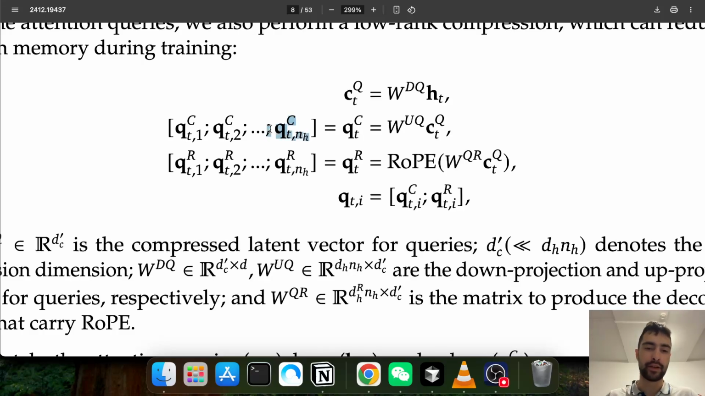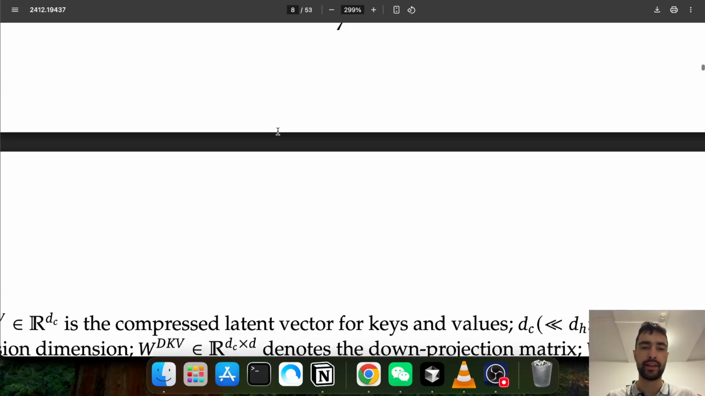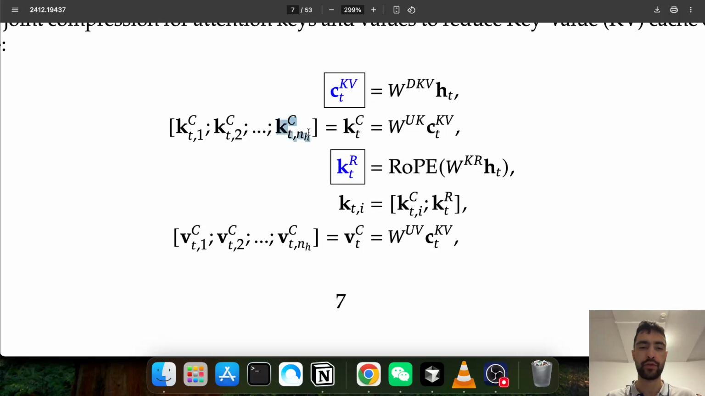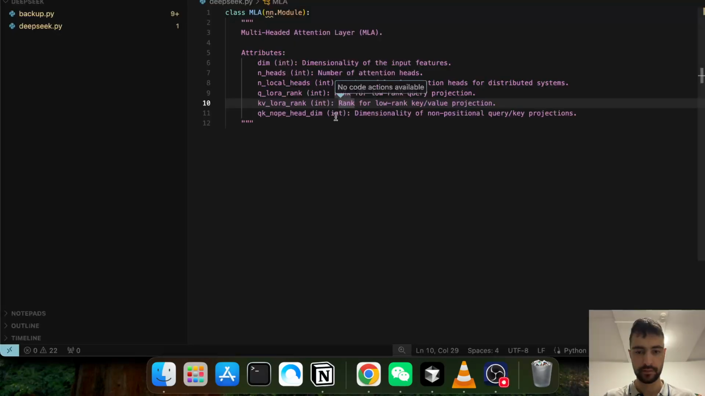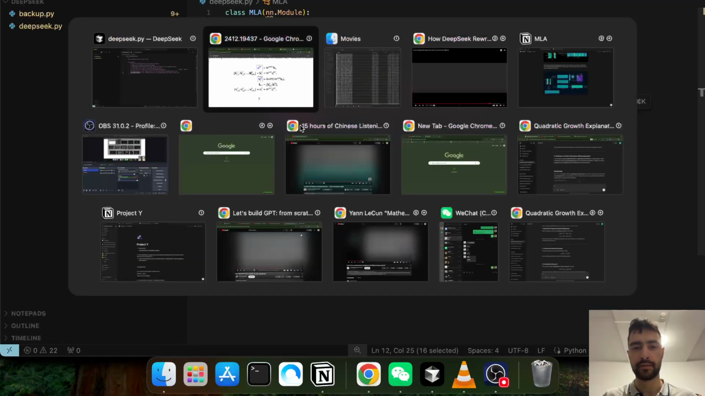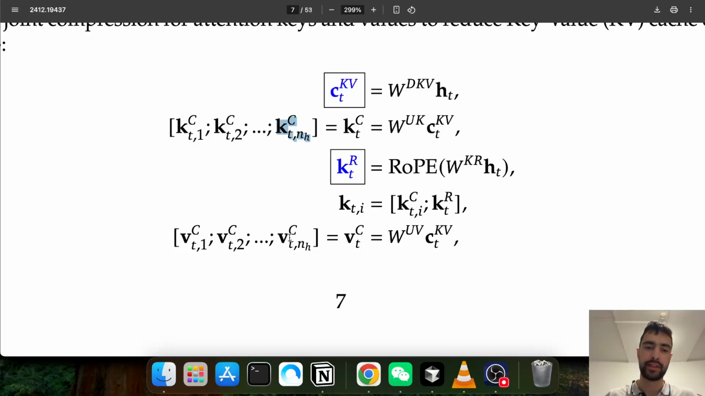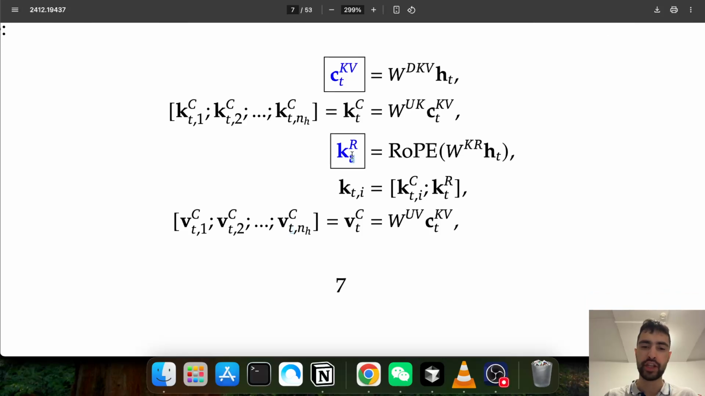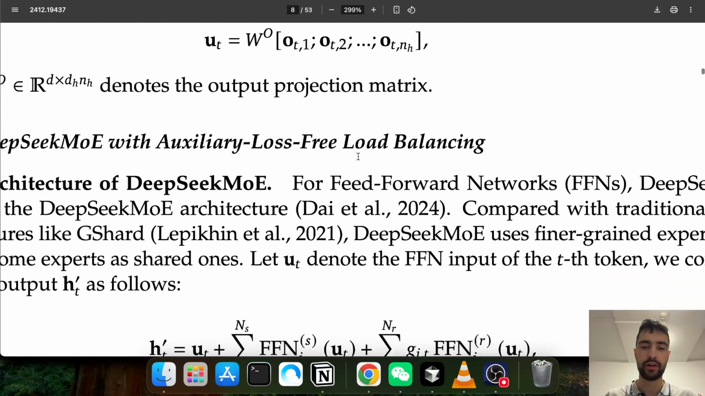Query and key head lengths are going to be the same, so you can multiply them: multiply the query times transpose key. You must have the same dimensions there. Let's go next. QK rope head dimension. This is the rope head, and it has a certain length, and the same for query.